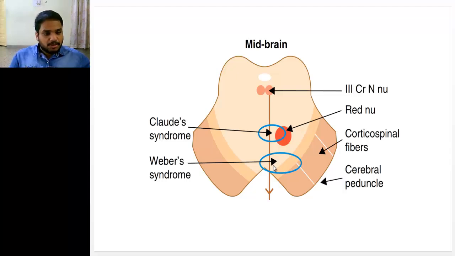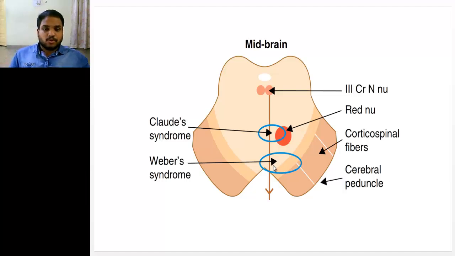This type of hemiplegia is called the crossed hemiplegia, right? That means there is an ipsilateral cranial nerve palsy plus a contralateral hemiplegia, right? So cranial nerve palsy on one side and hemiplegia on the other side. That is called the crossed hemiplegia. Now this crossed hemiplegia is strongly suggestive of a lesion in the brainstem, and if at all you find a crossed hemiplegia, then you can say the brainstem is the site of lesion. Fine. So that is the importance of crossed hemiplegia, right? So that is Weber's syndrome.